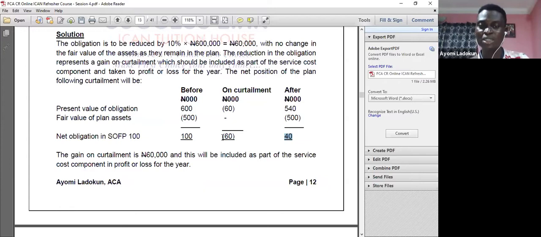So this 60 will be accounted for in my profit or loss account, and I take it as part of my service cost component. It's just 10% on that 600. That's it. It's quite straightforward, but this is the way you present it in your account. Now I know why you're asking that question. So don't worry. Let's take a look at asset ceiling.